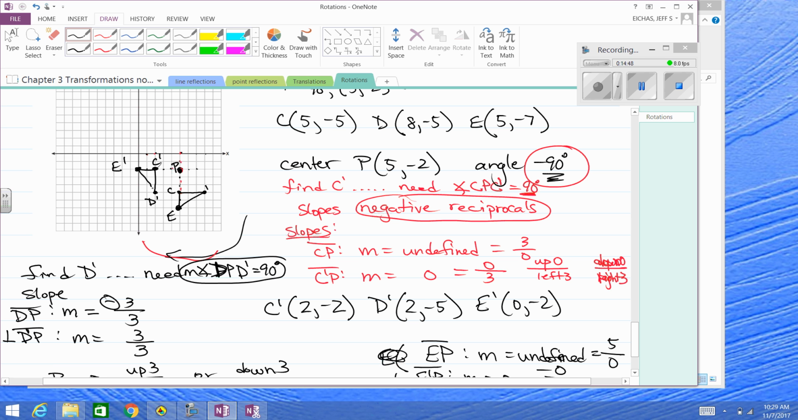Does it actually look like we took this figure and turned it 90 degrees, centered at that point? Hopefully you can see that's what happened. Very difficult rotations, either in the positive or negative direction. It's going to be a lot of work, but persevere through it and you'll be able to do it.